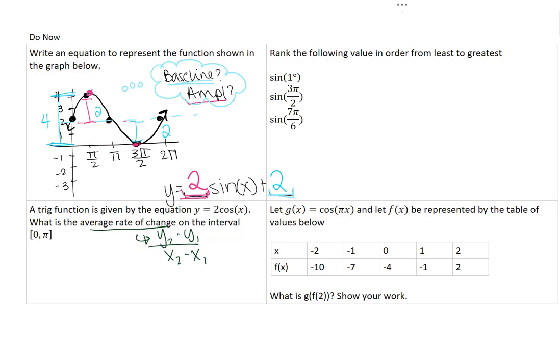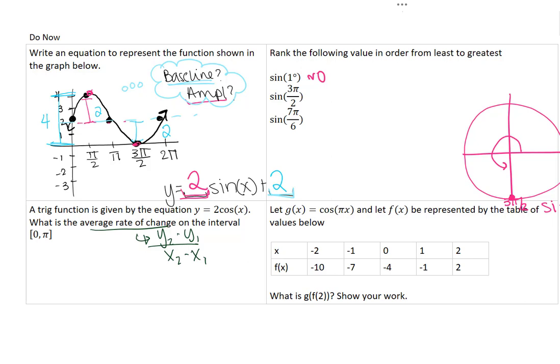Rank the following in order from least to greatest. I know that sine of 1 degree, if I'm looking at my unit circle, is right here, and my sine value is going to be very close, I'm going to say approximately 0. Sine of 3 pi over 2, so here's 1 degree, let's go all the way to 3 pi over 2, and our sine value is -1.